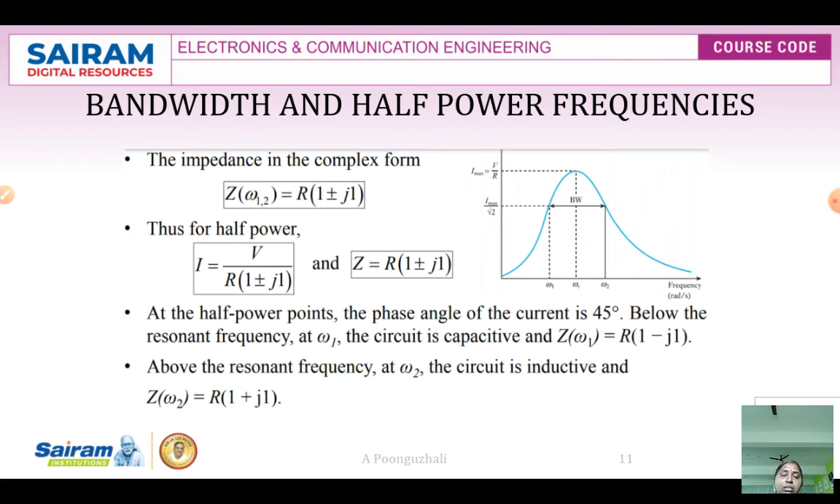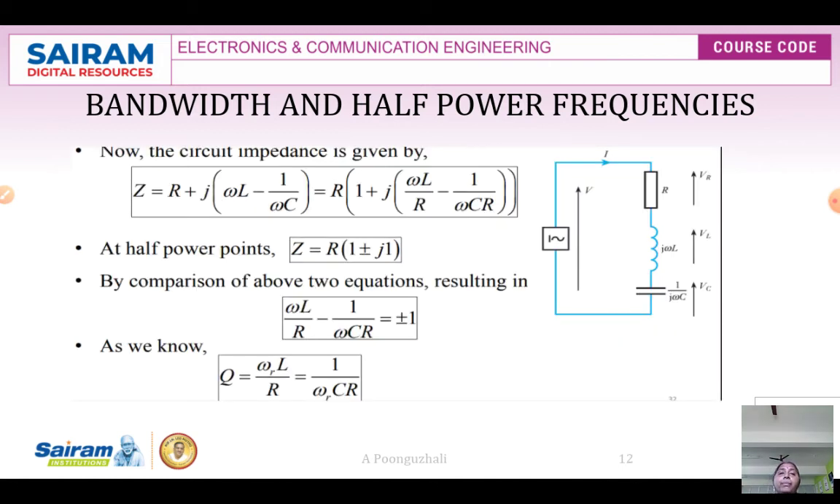The circuit is going to act as a capacitive circuit, and it can be written as R into 1 minus j1. Above the resonant frequency omega R, that is omega 2, the circuit will behave as an inductive circuit, and Z impedance can be written as R into 1 plus j1. Bandwidth and half power frequencies.